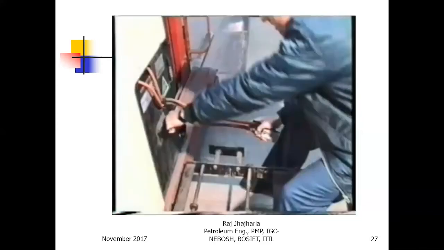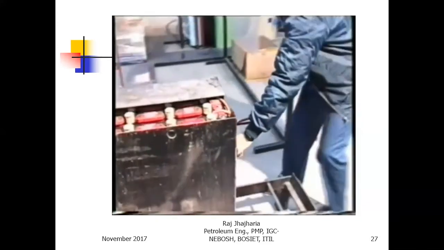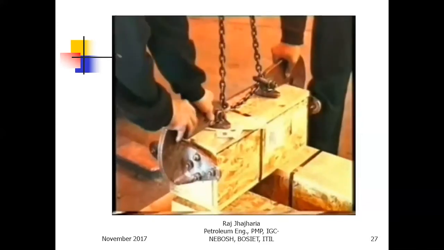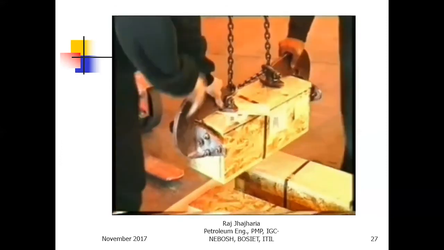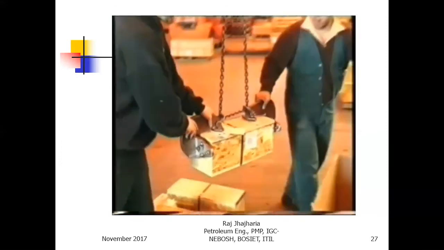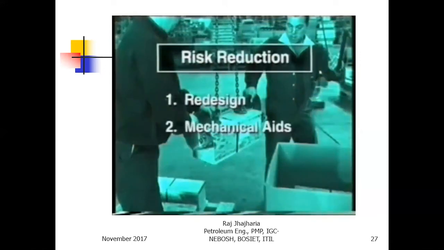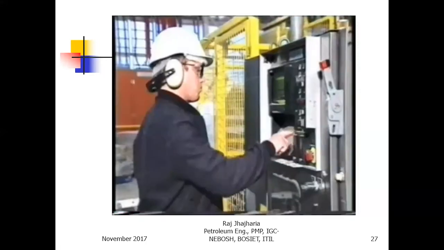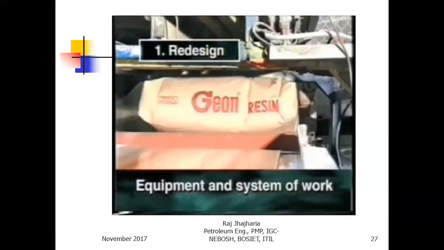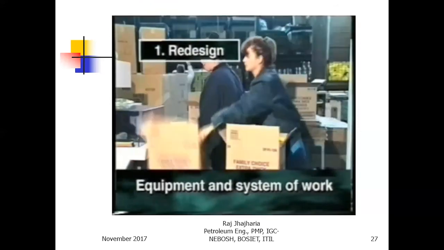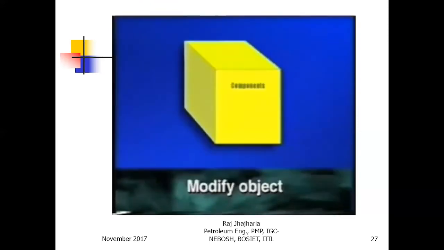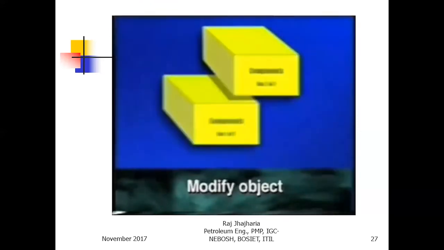Once the manual handling risk has been assessed, then steps should be taken to eliminate or reduce the risk. Risk reduction can be accomplished by a combination of redesign, mechanical aids, and personnel training. The most effective way of reducing the risk is to redesign the equipment or the system of work. Redesign could include modifying the object, for example, making it lighter or less bulky.